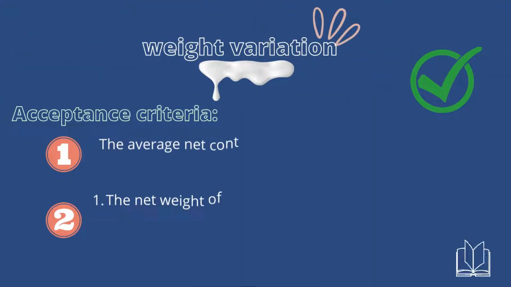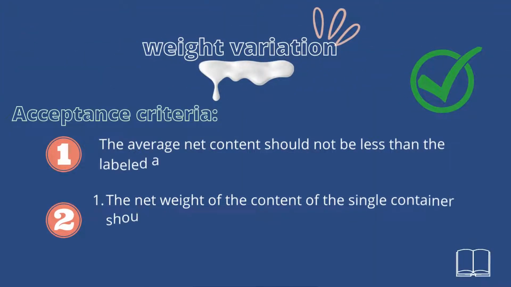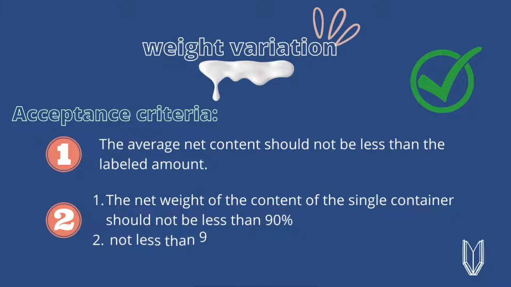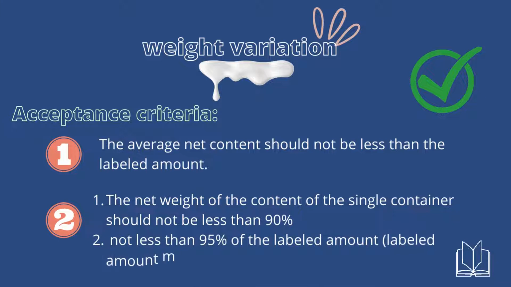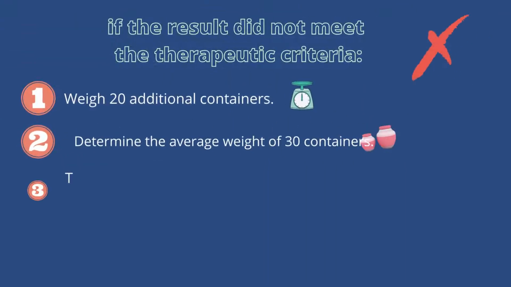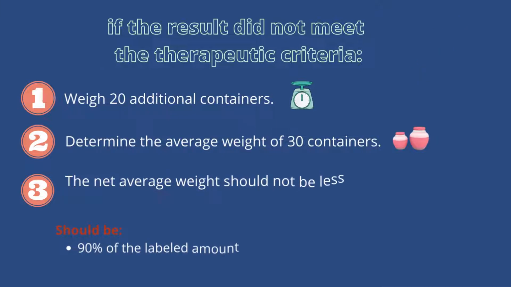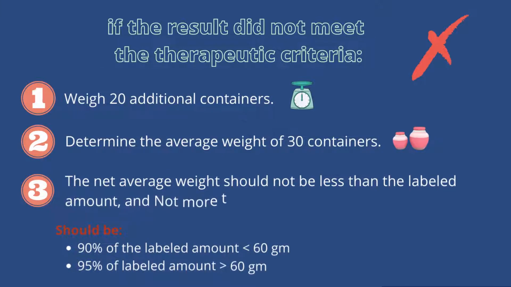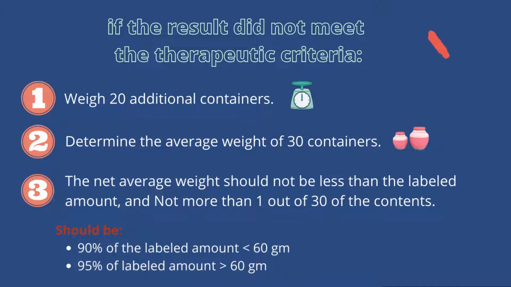About the acceptance criteria. First, the average net content of 10 containers should not be less than the labeled amount. Second, the net weight of the content of a single container should not be less than 90% of the labeled amount, or not less than 95% of the labeled amount. And if the result does not meet the criteria, weigh an additional 20 containers and determine the average weight of 30 containers. The net average weight should not be less than the labeled amount and not more than 1 out of 30 of the content.